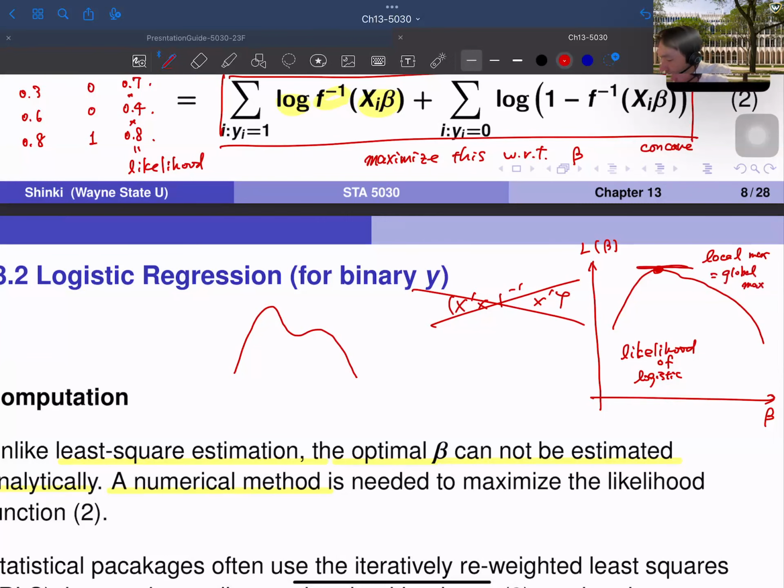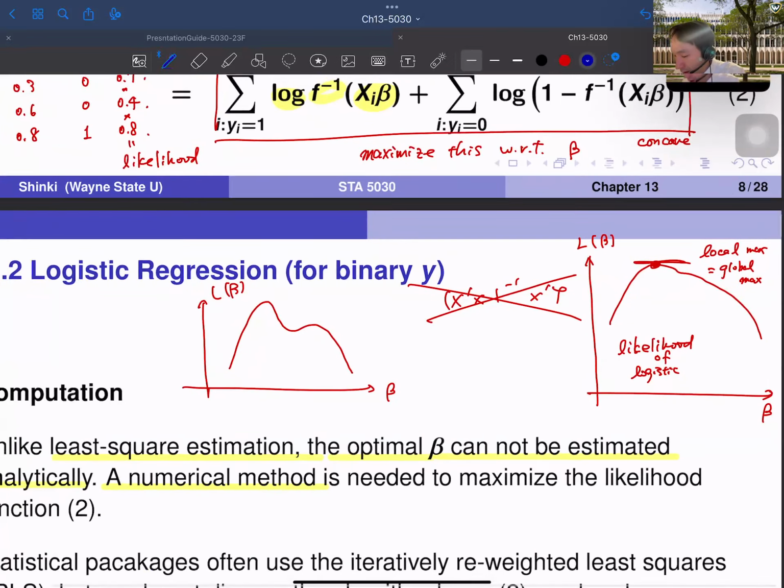So we don't really have to worry about the kind of situation where, if we use the derivative to find the optimum, it does not really reach the global maximum. Here the local maximum is not equal to the global maximum.